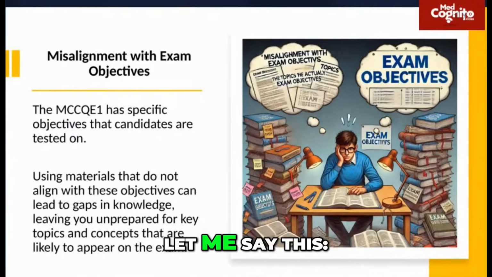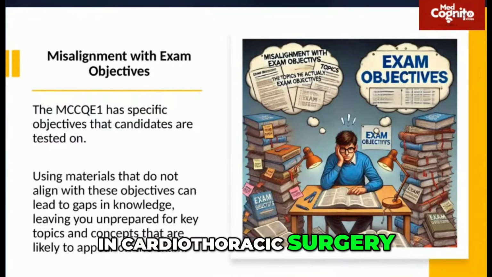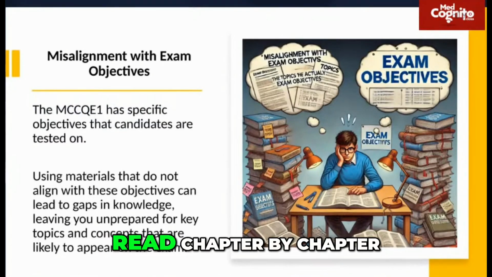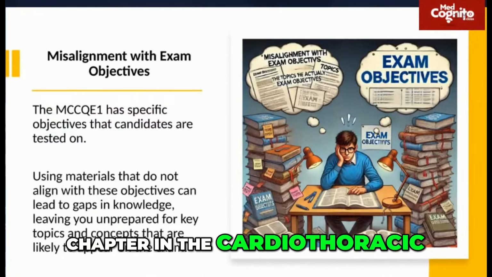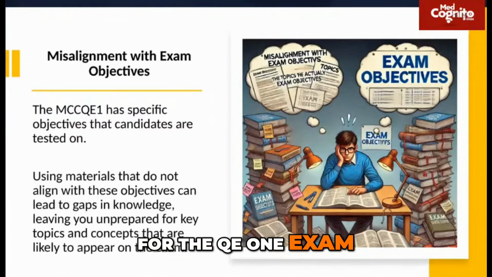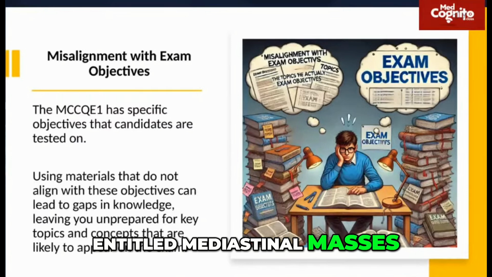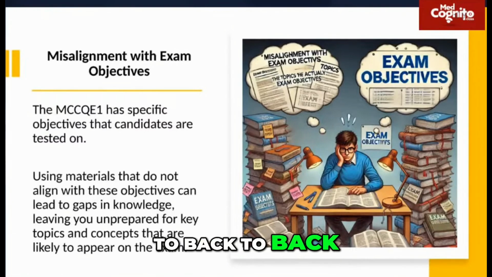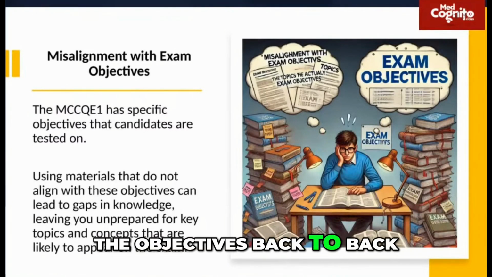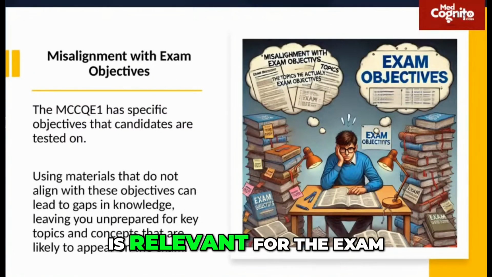For example, let me say this. If you go to the cardiothoracic chapter, in cardiothoracic surgery, the typical candidate will read chapter by chapter by chapter. But there's only one chapter in the cardiothoracic section which is relevant for the QE1 exam. And that chapter is entitled Mediastinal Masses. And why am I saying that? Because I have learned the objectives back to back. And because I've learned the objectives back to back, I can pick any book candidates are using and can tell that this chapter is what is relevant for the exam.